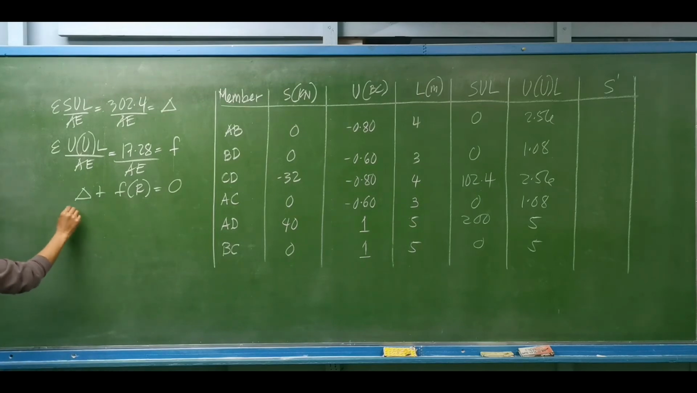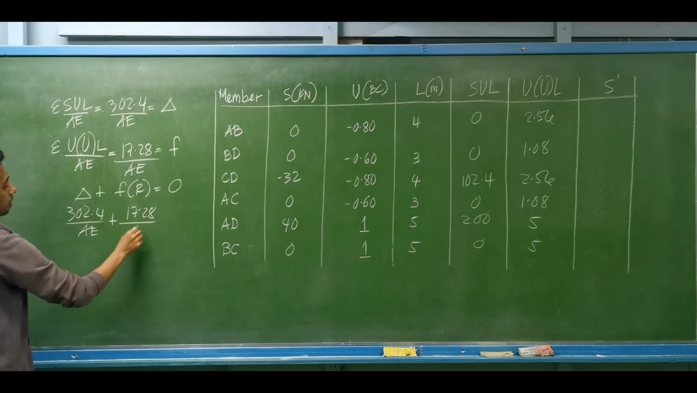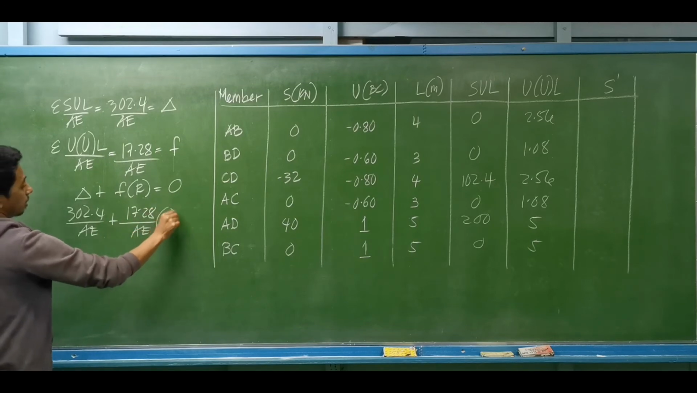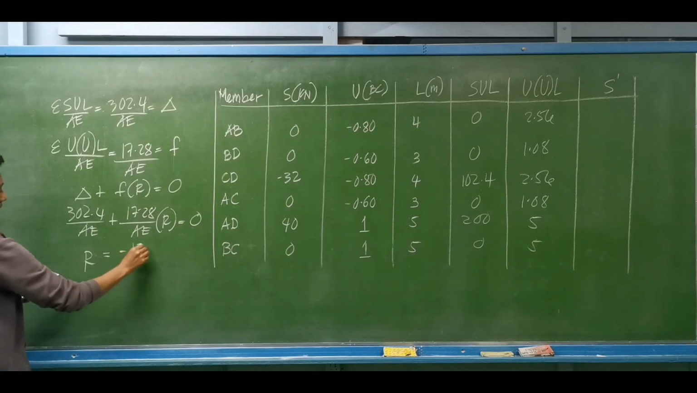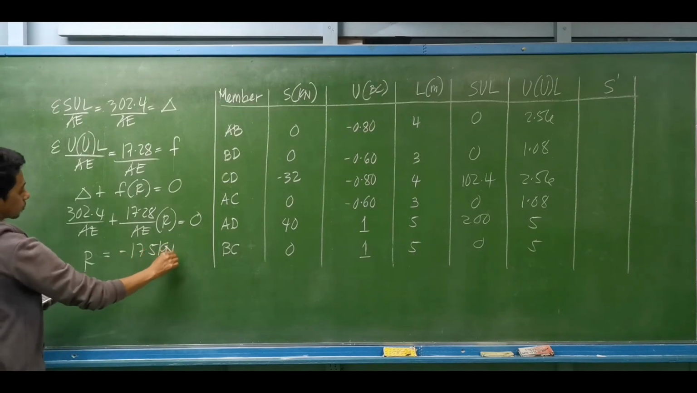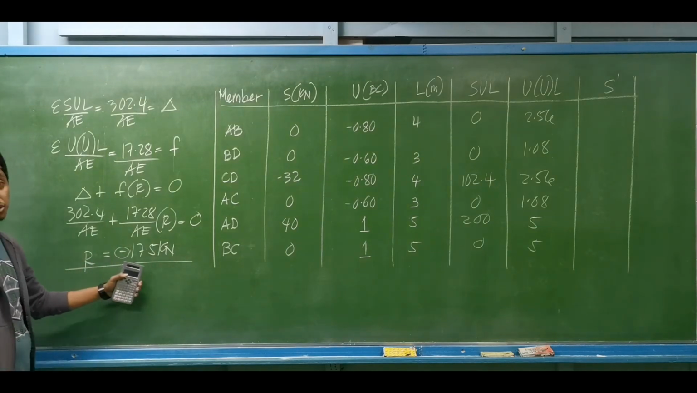So we have 302.4 divided by AE, plus F, that is 17.28 divided by AE, multiplied by the redundant, equal to 0. So we have the redundant equal to negative 17.5 kilonewtons. So again, what does this negative sign indicate?